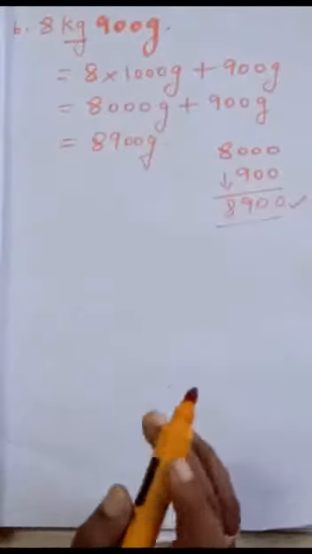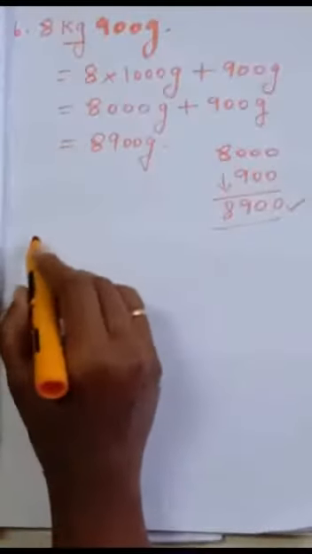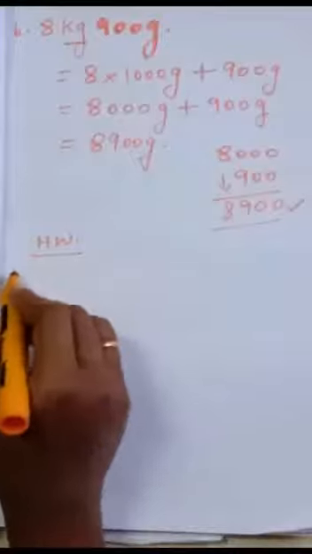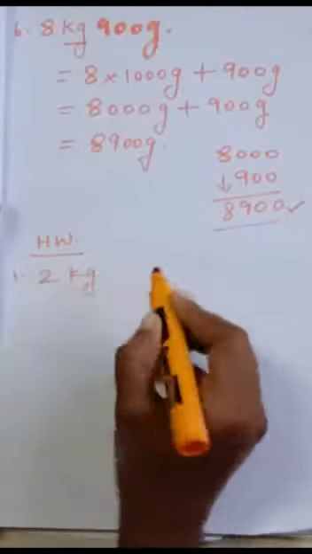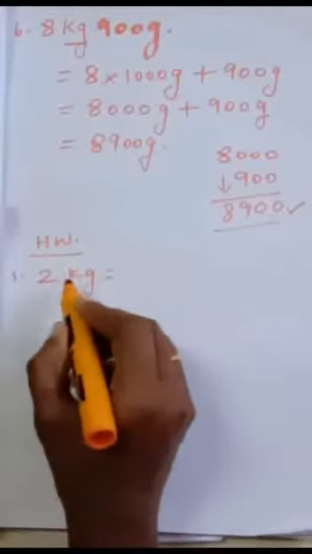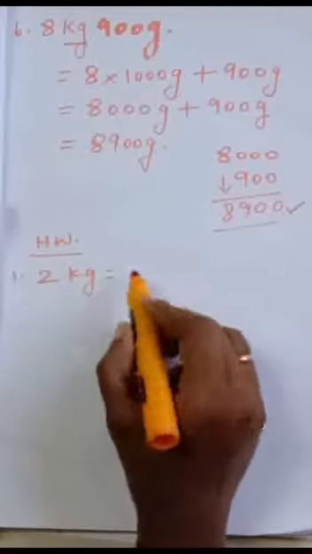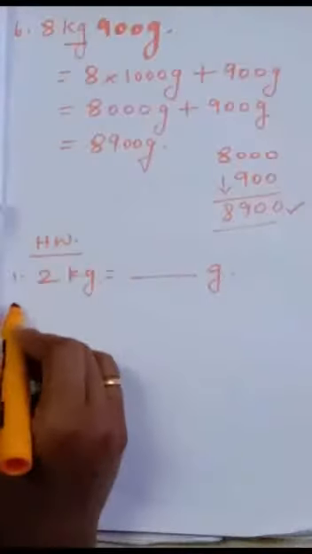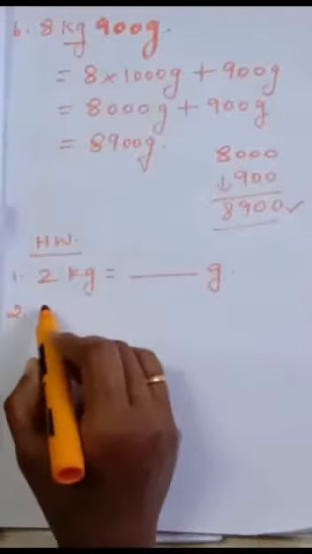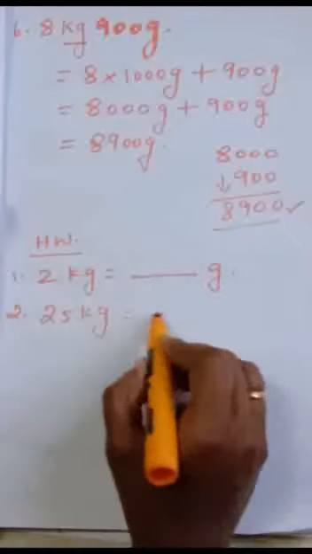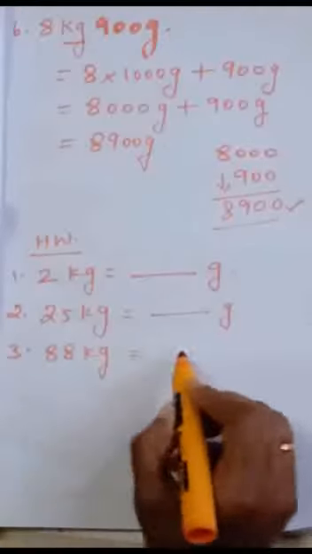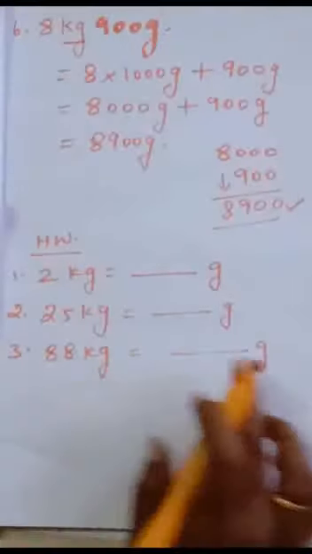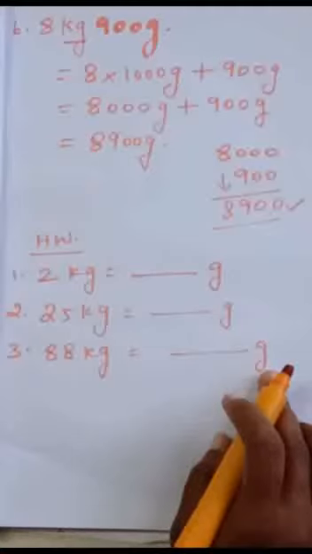I hope you understand all these six sums. Now with this model, I'm going to give you the homework sums. Okay, just note it down. The first 3 models, based on that, I'm giving you 2 kg. 2 kilogram is given. You have to convert this into gram. Next one, 25 kilogram. Convert into gram. And third, 88 kilogram to gram. Right? These 3 sums are like the first 3 sums which I solved right now.